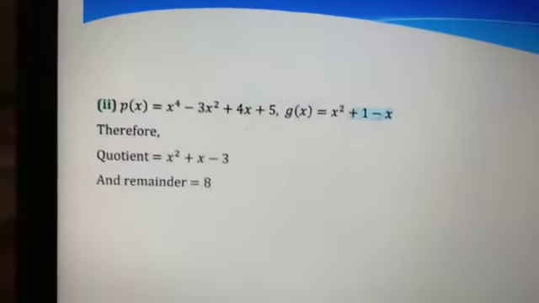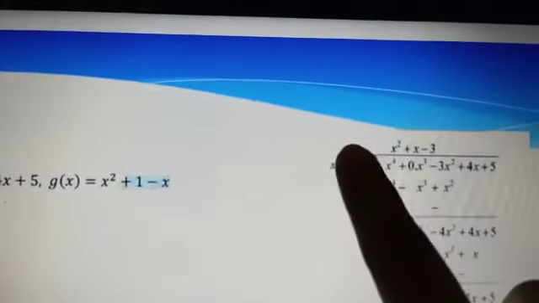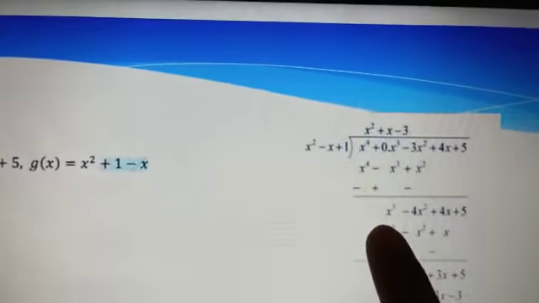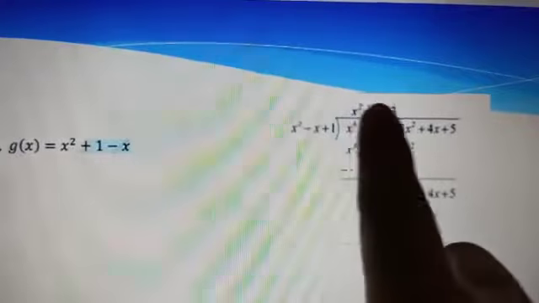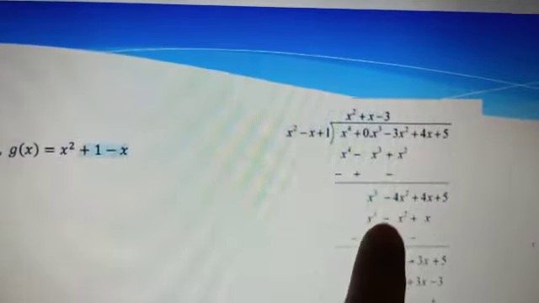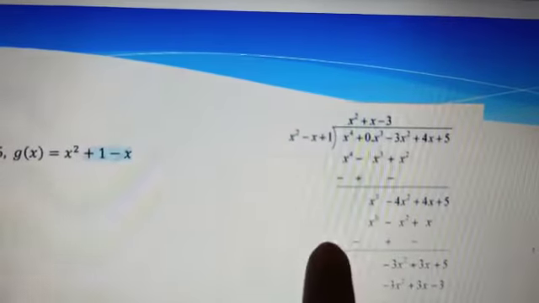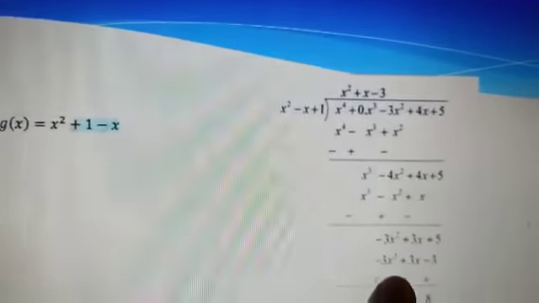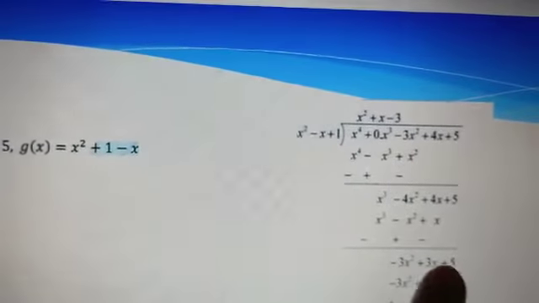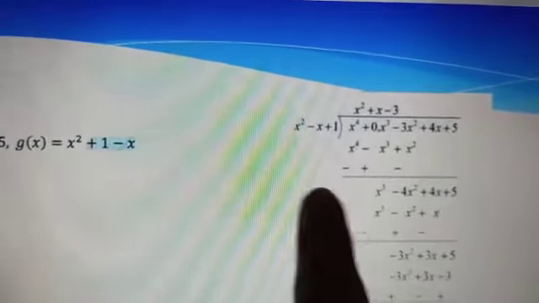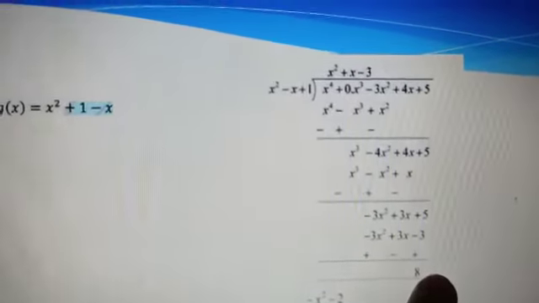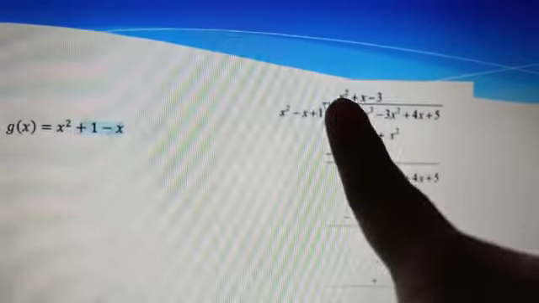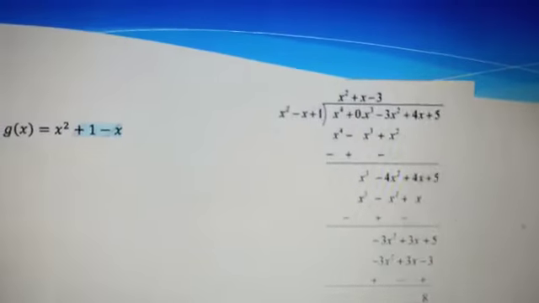Now again, x square into which term is going to give me x cube? x square into x will give me x cube. So I multiply x, I write down x cube minus x square plus x. Change signs, we get minus 3x square plus 3x plus 5. On cancelling, we are remaining with 8. So the remainder is 8 and the quotient is x square plus x minus 3.